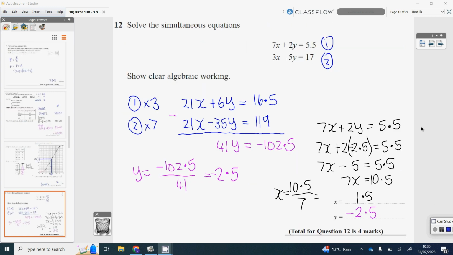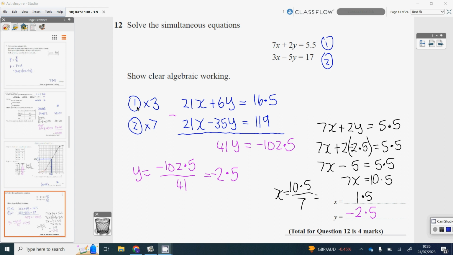Question 12. Now, in order to eliminate either x or y, we're going to have to line up the x's or line up the y's. So we need the same number of x's or the same number of y's. Now, I'm going to choose to line up my x's. To do that, I'm going to take equation 1 and multiply everything by 3. That would give me 21x. And I'm going to take equation 2 and multiply everything by 7, also giving me 21x.